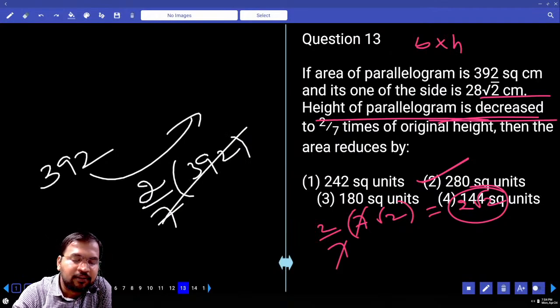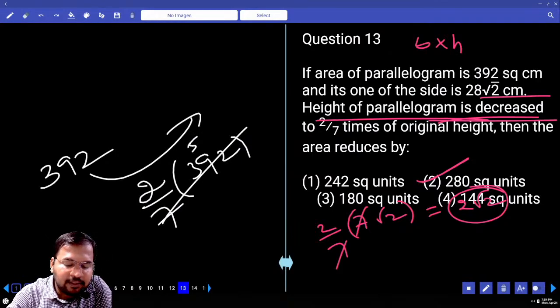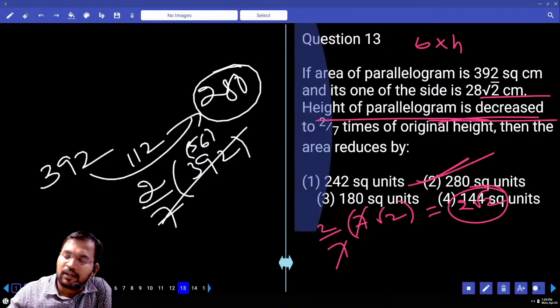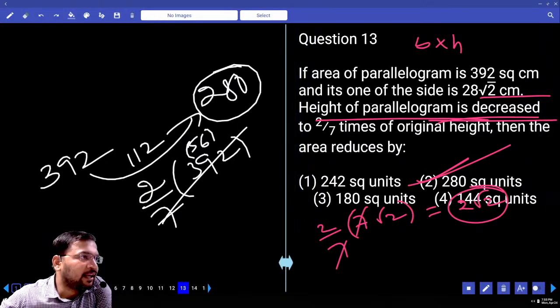7 how many times? 7 5s are 35. So 256 times 112. If you subtract 112, you get the direct change. All of you clear, na? Shall I go for the next question?